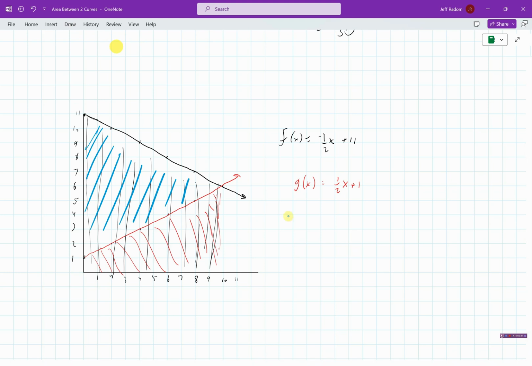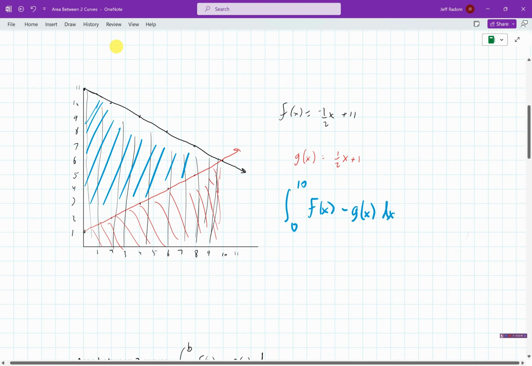So what would that look like? Well, we would do the integral, in this case, from 0 to 10 of the top function, which in our case is f of x, minus the area beneath the bottom function, which in this case was g of x. And if we did that, that would give us the area between the two curves.